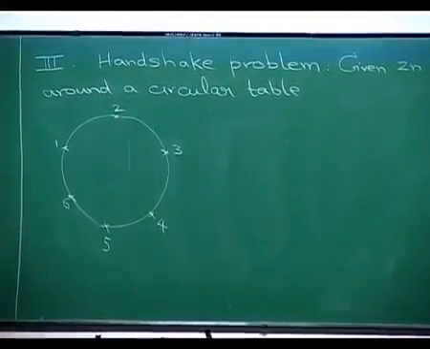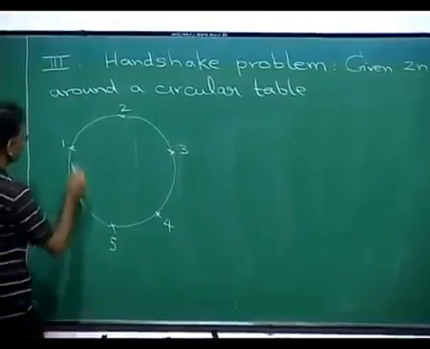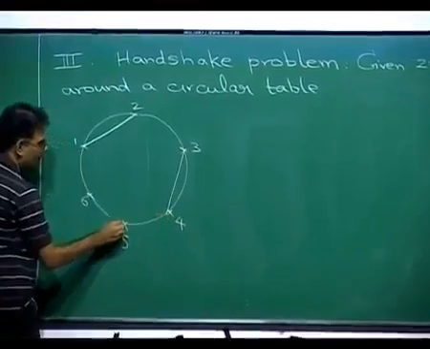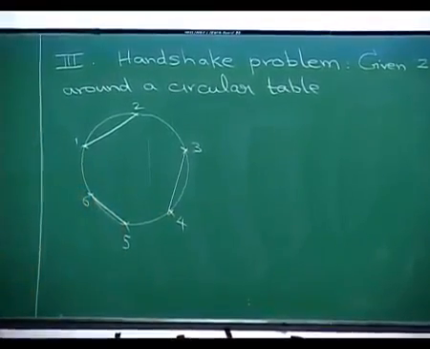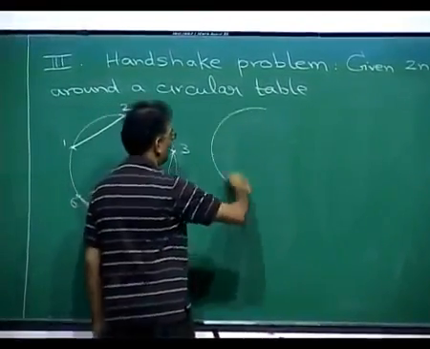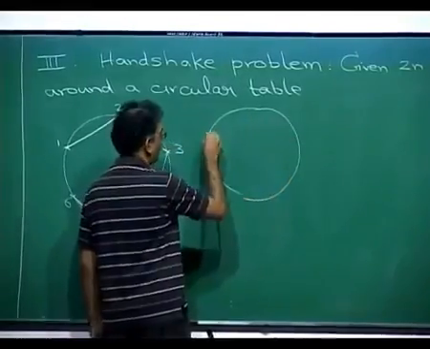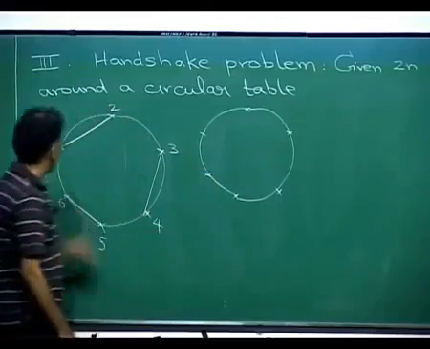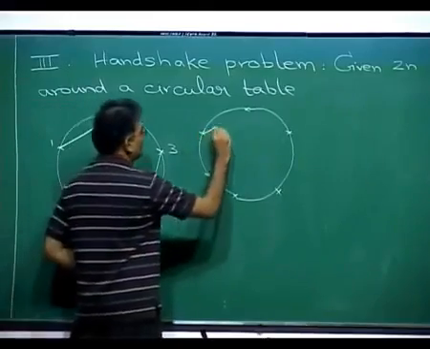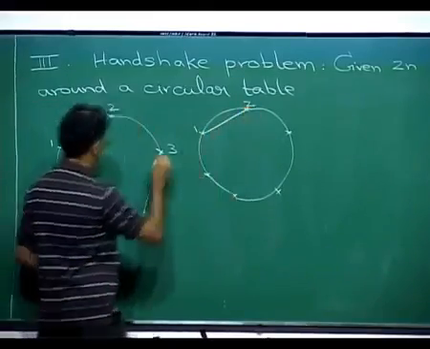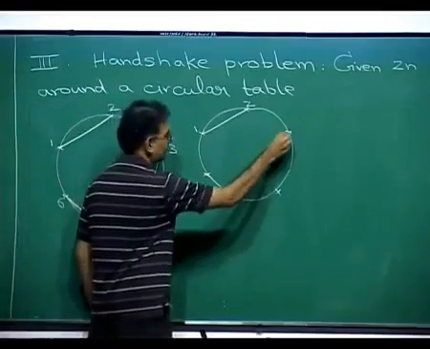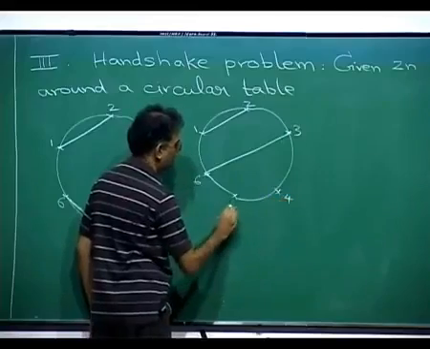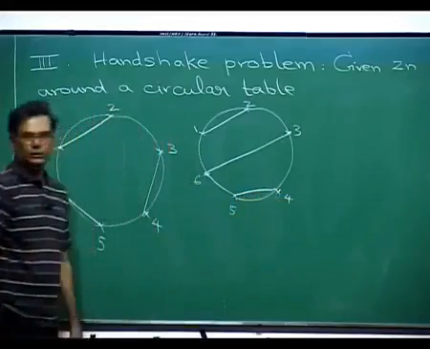Hands should not cross. And let's see how many ways there are. So maybe 1 could shake hands with 2, 3 could shake hands with 4, and 5 could shake hands with 6. That is one configuration. And there are others. Maybe 1 shakes hands with 2, 3 with 6, and 4 with 5. That's one configuration.